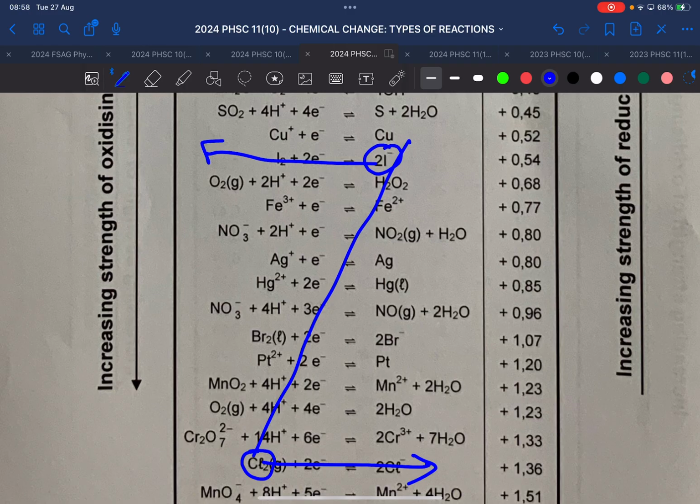Okay, so if I look at this reaction. Juffrouw, has Pieter taken your fire extinguisher? Oh, I don't know. No.